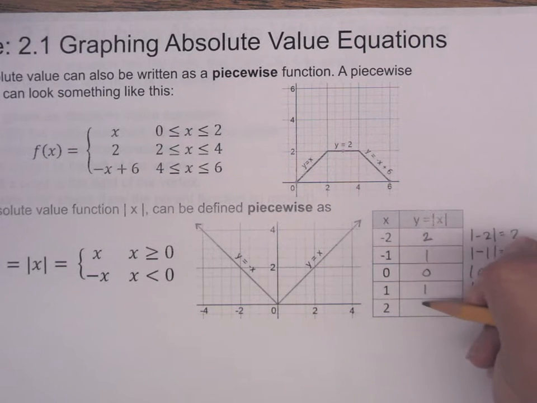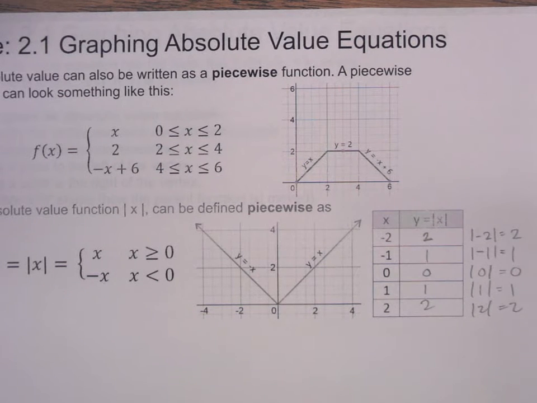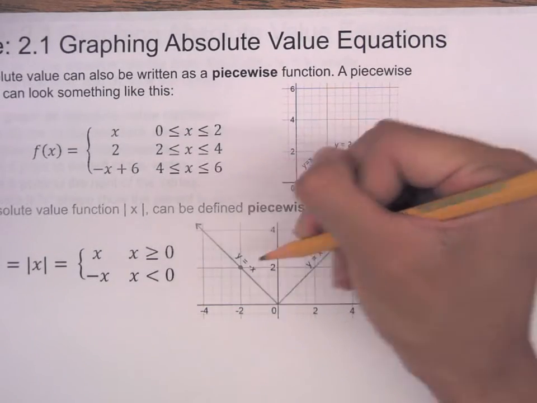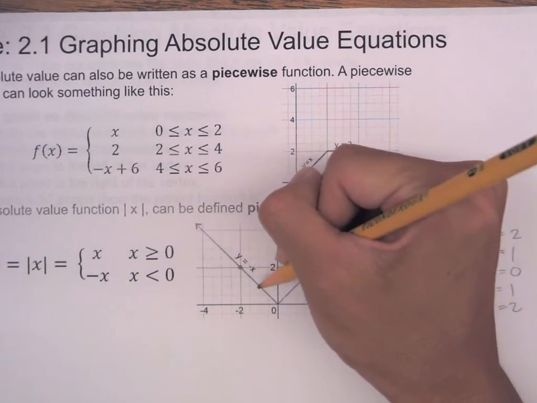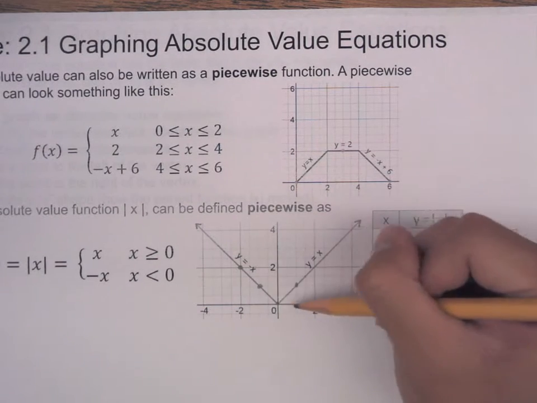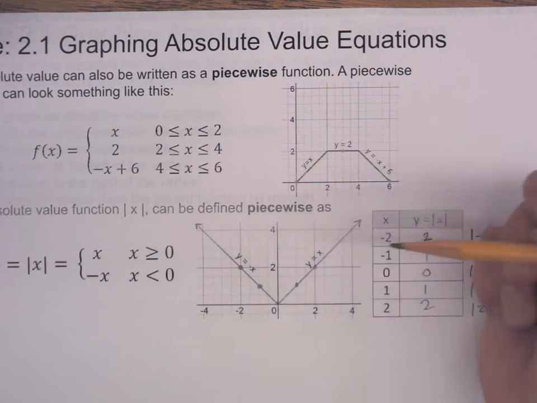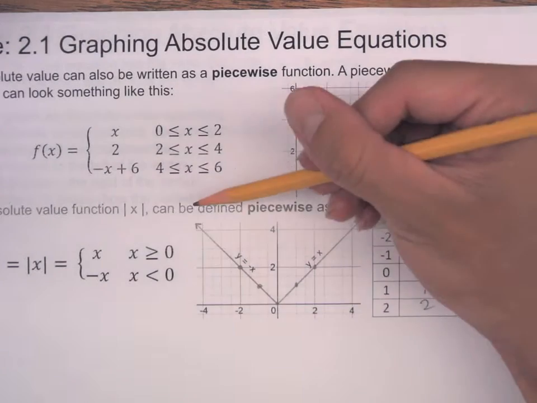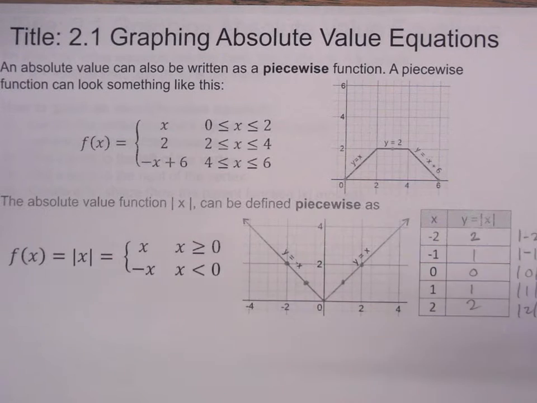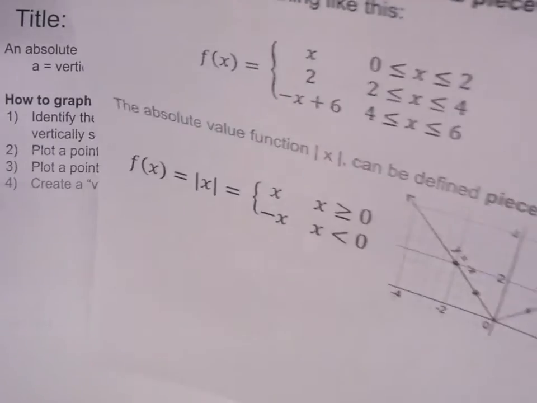So let's put these numbers here: 2, 1, 0, 1, 2. Now if I plot this, this is (-2, 2). This is (-1, 1), (0, 0), (1, 1), and (2, 2). Just like that. If I were to graph that, that would be my absolute value function. The graph of an absolute value follows the shape of a V. It always follows the shape of a V. So just try to remember that.